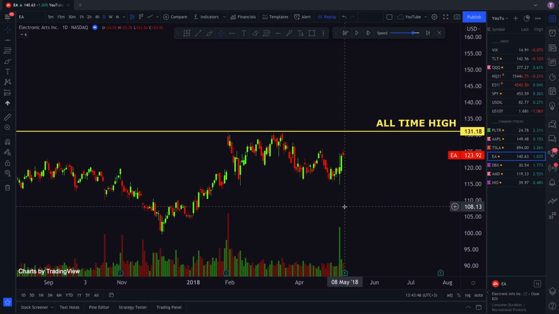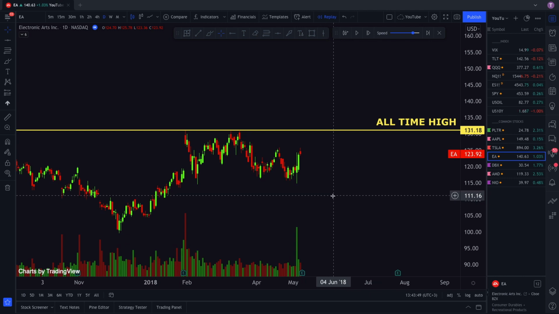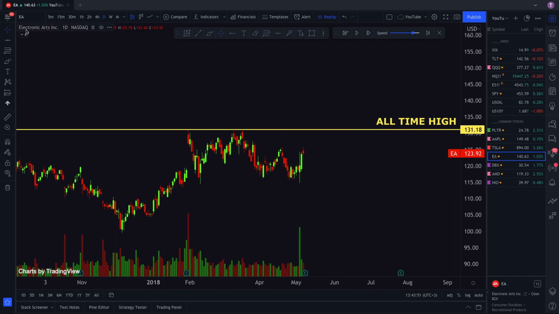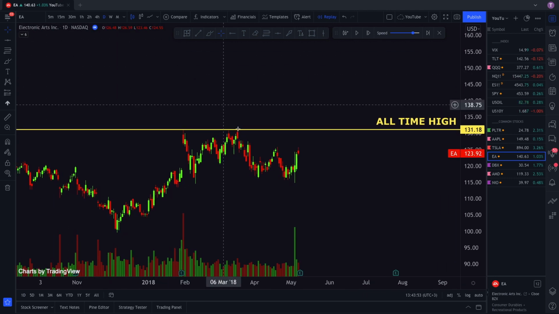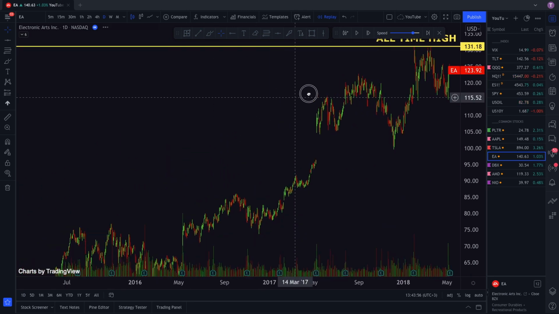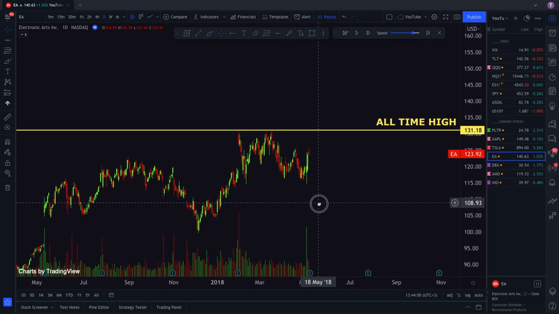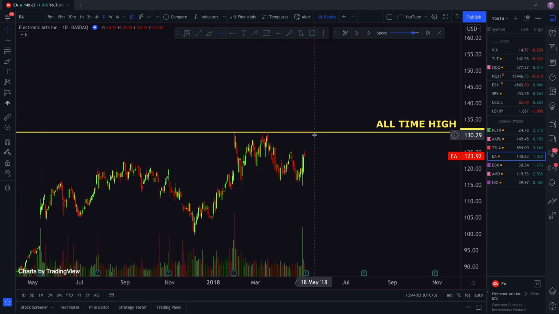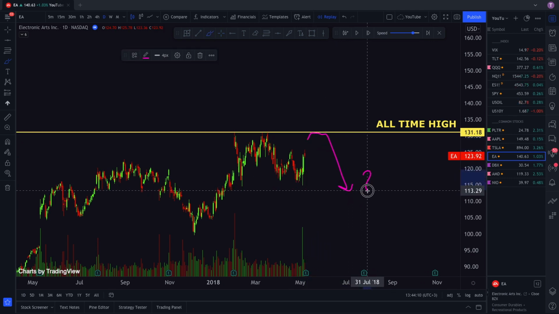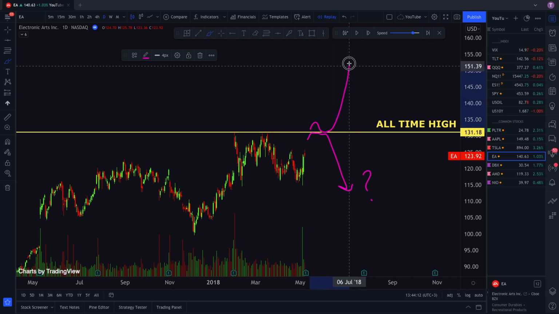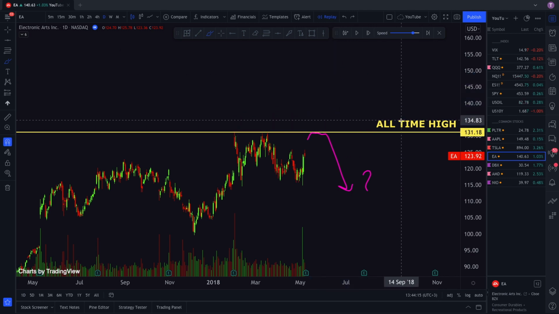All-time high, ATH. Our next example is EA, Electronic Arts. Trading all-time highs is no different than 52 weeks high. Same principles apply. However, all-time highs are so powerful resistance points. But once it's broken, sky's the limit, because there is no resistance at all.